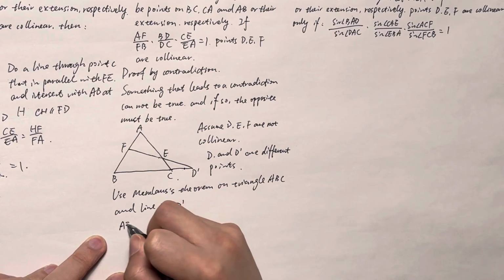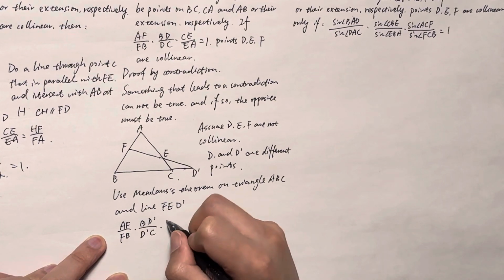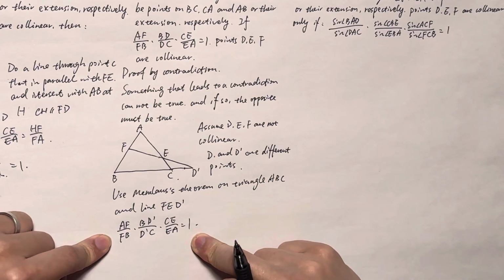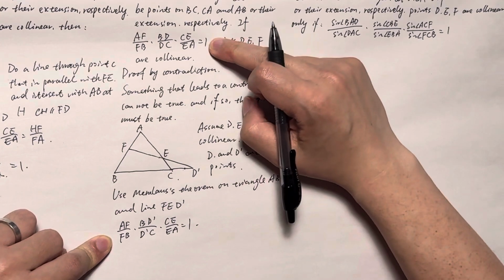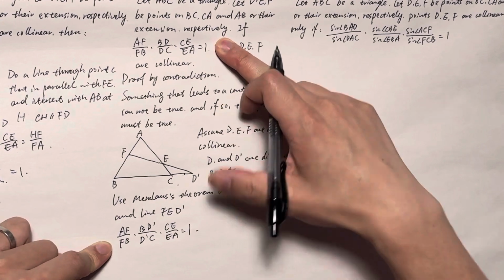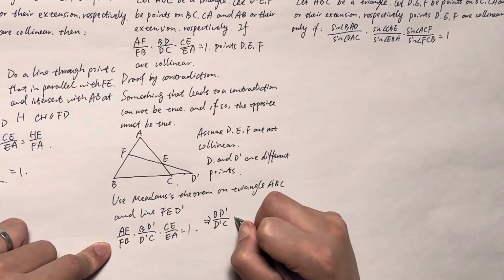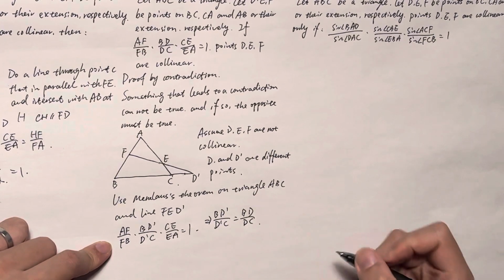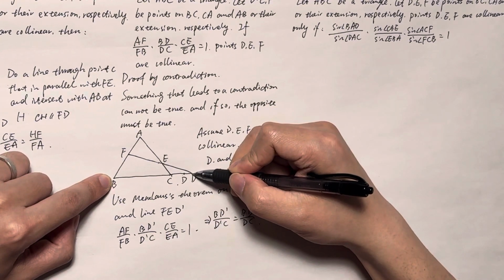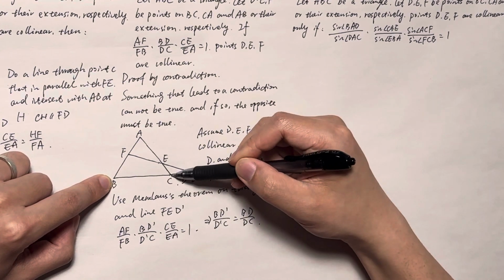That means AF divided by FB times BD prime divided by D prime C times CE divided by EA equals 1. This is valid because of the Menelaus theorem. And this is valid because of the condition, right? We know this condition is true. That means BD prime divided by D prime C equals BD divided by DC.